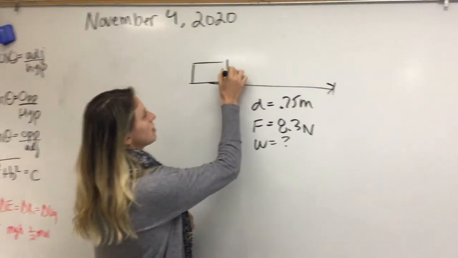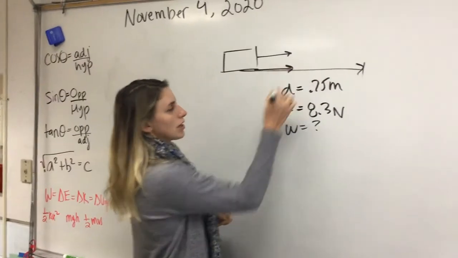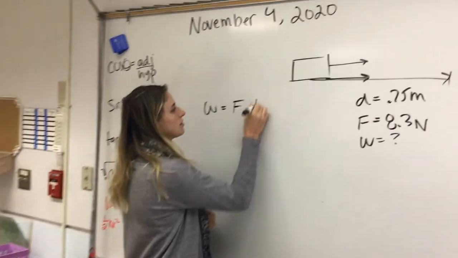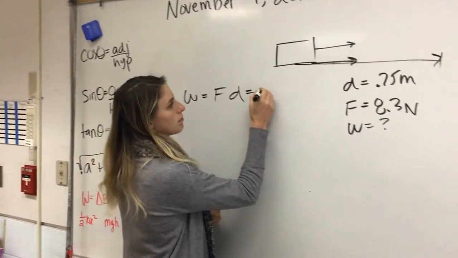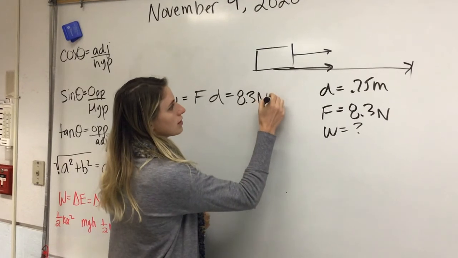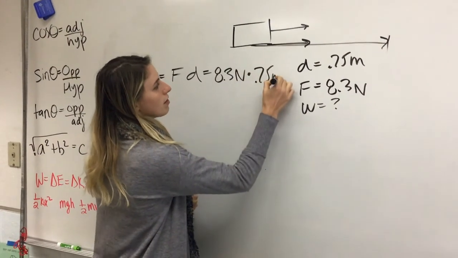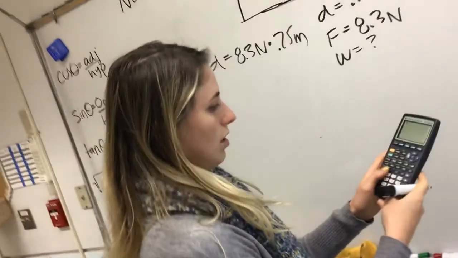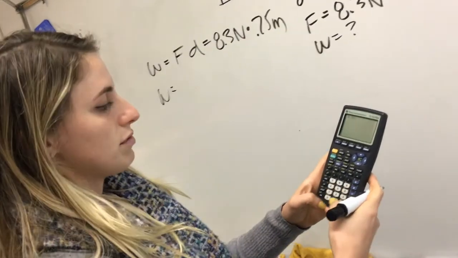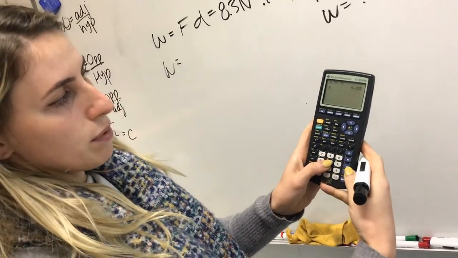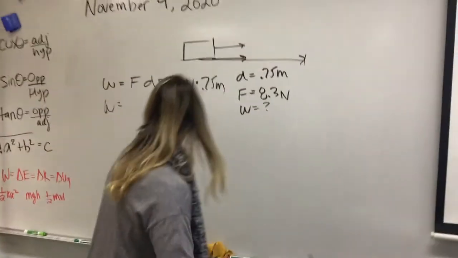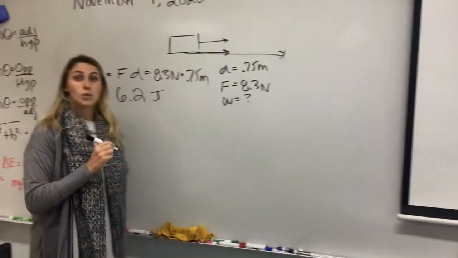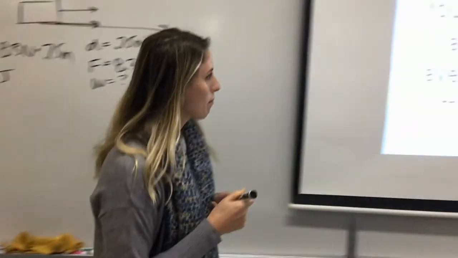So my force is in this direction, my displacement is in this direction. I can just say work equals force times displacement, yes? Yep. Okay, so my force was 8.3 newtons times 0.75 meters. My work is going to equal 8.3 times 0.75, 6.2, we'll call it. Sweet. 6.2 newton meters or Joules. Is that what you guys got? Sweet. So, okay.